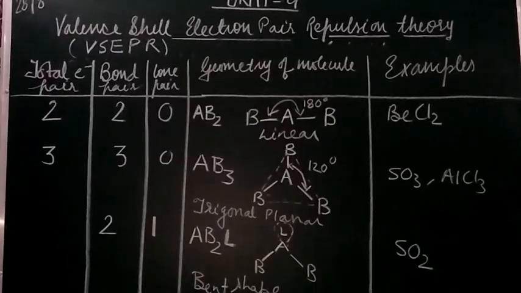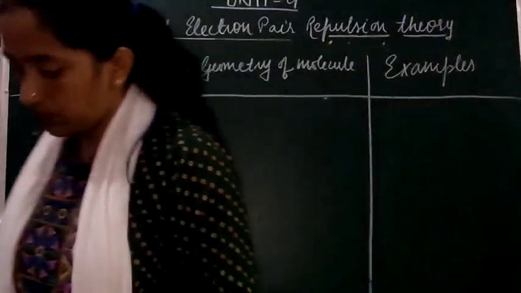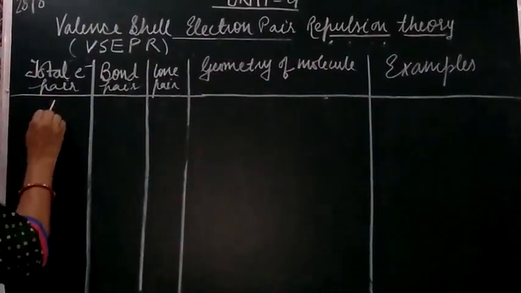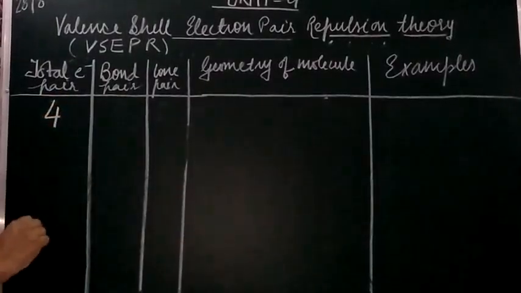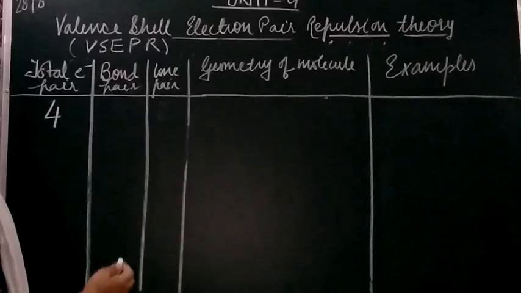Next we are going to discuss the case where the central atom has 4 electron pairs around it. Now students, as I just said, we will discuss the shape of a molecule when it has 4 electron pairs. Here we will have 3 possible cases.